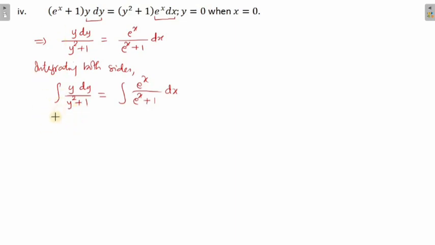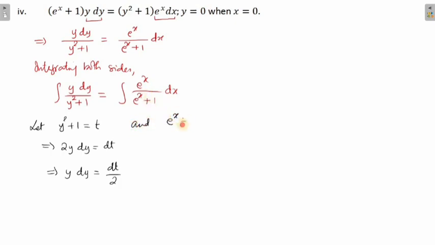So let's substitute then. We have to do two substitutions, remember. Let y square plus 1 be equal to t. Then from here you get 2y dy is equal to dt. That is, y dy equals dt by 2. Another substitution that I am going to make is, let e to the power x plus 1 be equal to u. If you differentiate, you get e to the power x dx equals du.